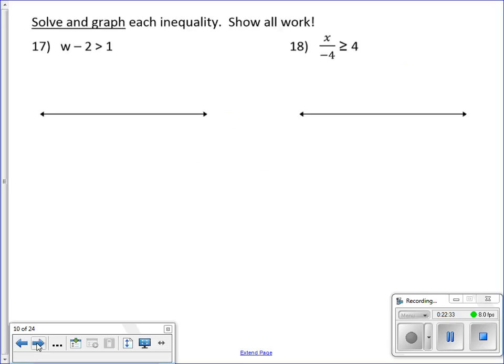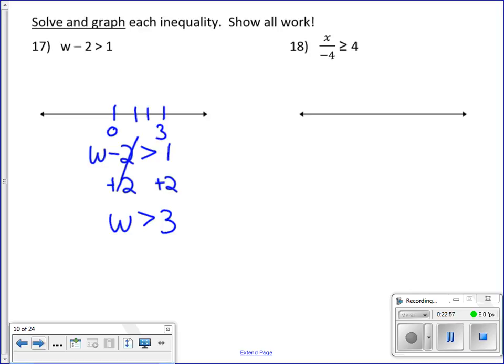Okay, now I actually have to solve and graph the inequalities. Remember, inequalities work the exact same way that equations work. So I have w minus 2 is greater than 1. I'm going to add 2 to both sides. This cancels out. I get w is greater than 3. Okay, so I just need to make a number line. This is going to be 0, 1, 2, 3. All my numbers bigger than 3, that means I need to circle 3.